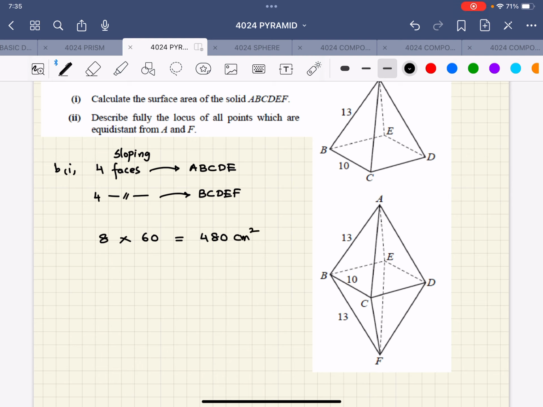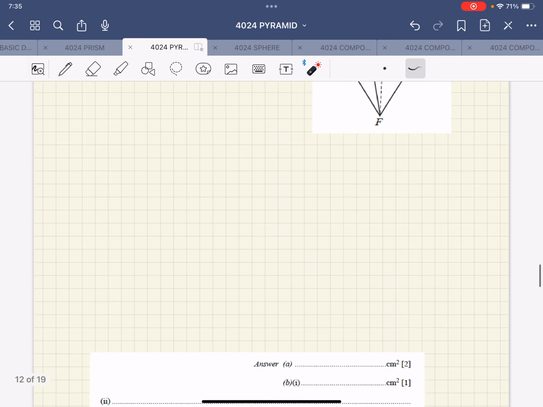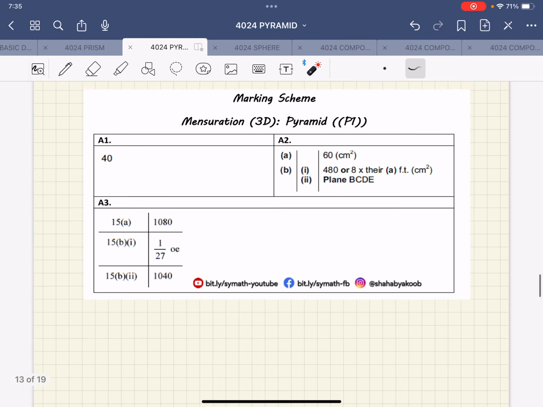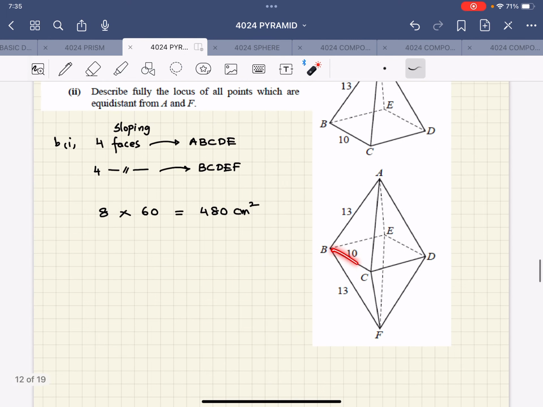And then the second part, that is about locus. Describe fully the locus of all points which are equidistant from A and F. So equidistant from A and F, that will be like a perpendicular bisector but in 3 dimensions. That will be this square face, that will be the locus, but that is not our point of concern over here. Okay, that is the plane BCDE. BCDE, this surface is called a plane.